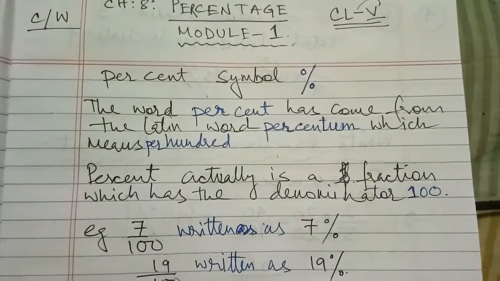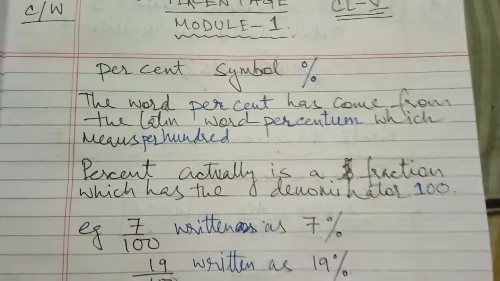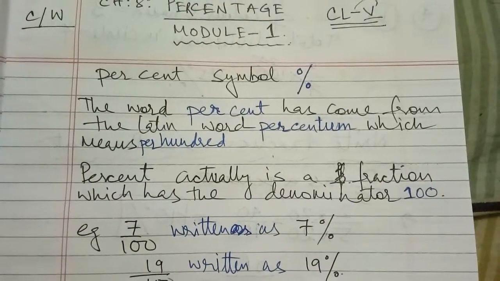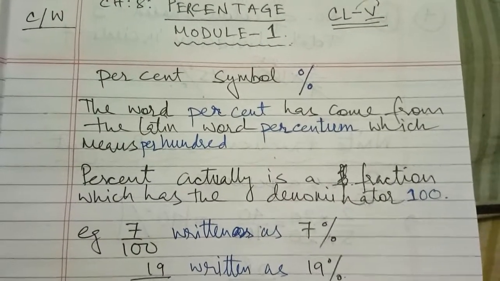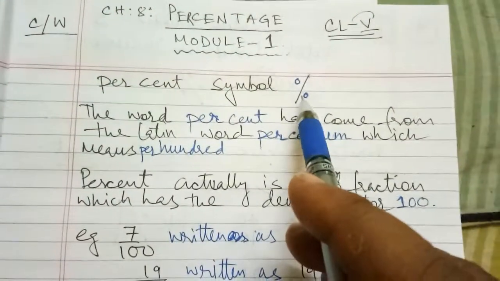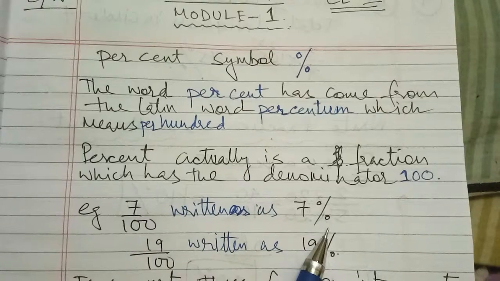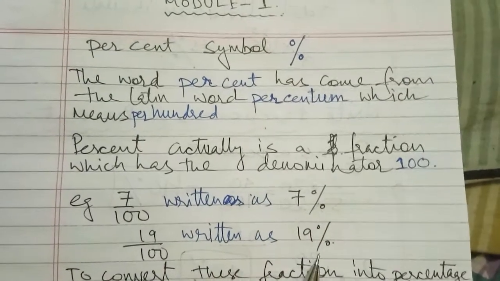That means if you are telling 4%, that means 4 by 100. If I tell you 25%, that is 25 by 100. The percentage symbol's value is per 100, that is, divided by 100. See, 7 by 100 is written as 7%. 19 by 100 is written as 19%.